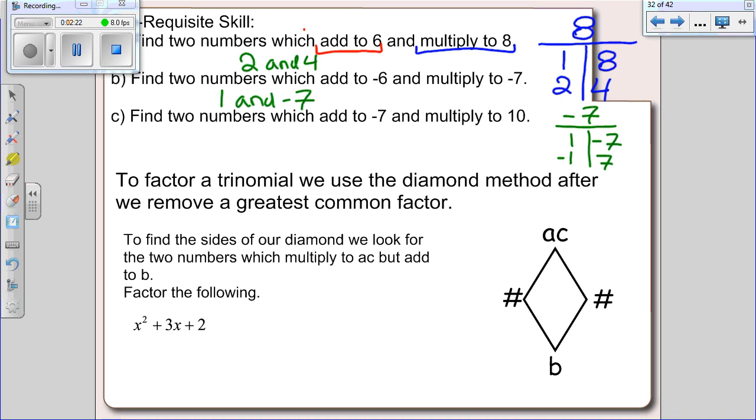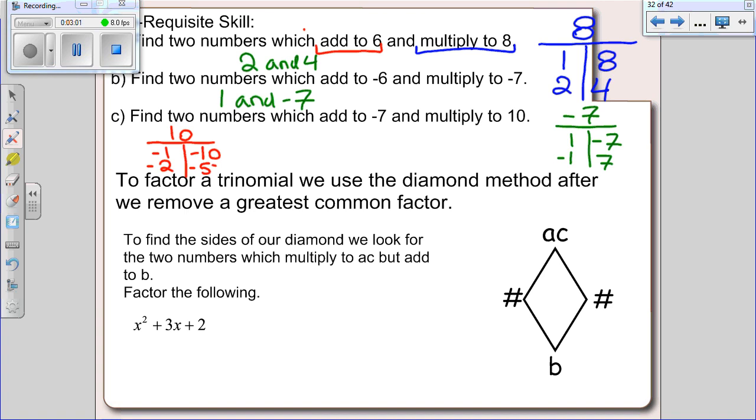So this last one, find 2 numbers which add to be -7 and multiply to be 10. How am I ever going to add to be a negative but multiply to be a positive? Yeah, they must both be negative numbers. Because if I'm adding to be a negative but multiplying to be a positive, it must be a negative and a negative. I'm going to focus on the multiplying to be 10. -1 and -10 multiply to be positive 10. What else can multiply to be positive 10? -2 and -5.